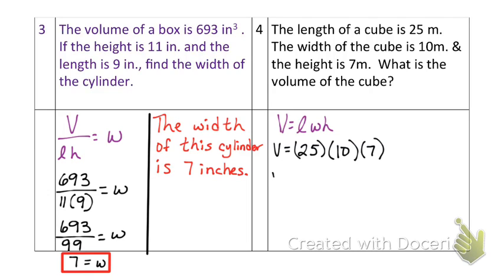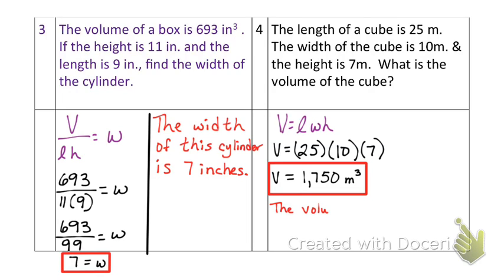And then you multiply them together and you get 1,750 meters cubed. The reason it's meters cubed is because you have 25 meters times 10 meters times 7 meters. Meters times meters times meters is meters to the third power. So that would be our answer. And then your statement would be simple: the volume of that cube is 1,750 meters cubed.